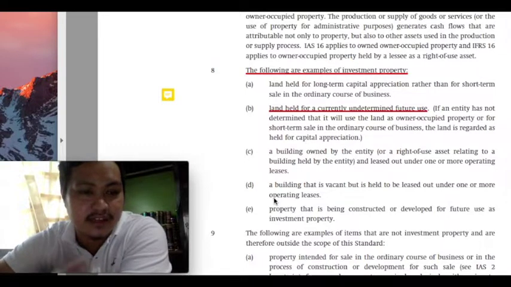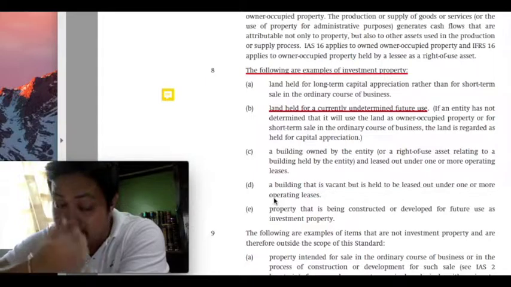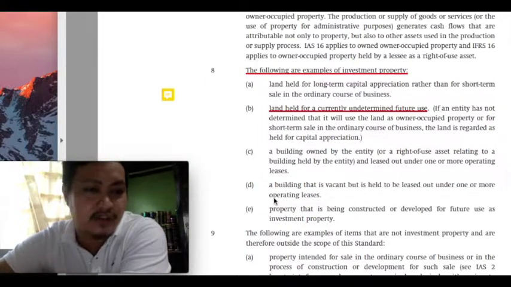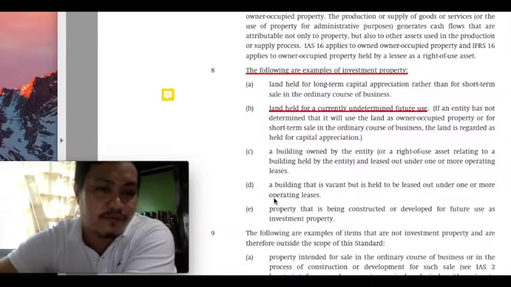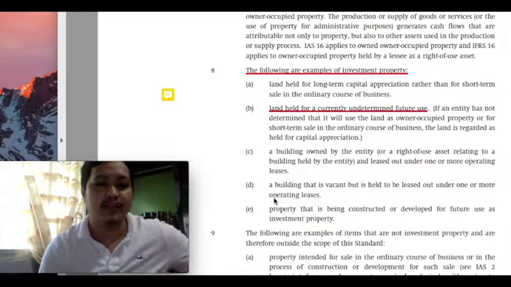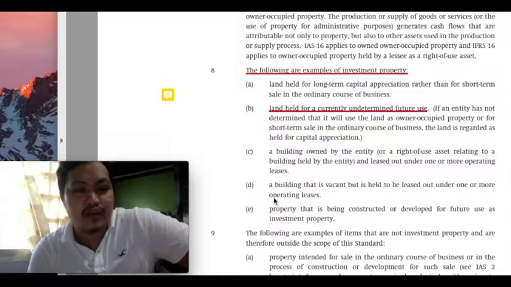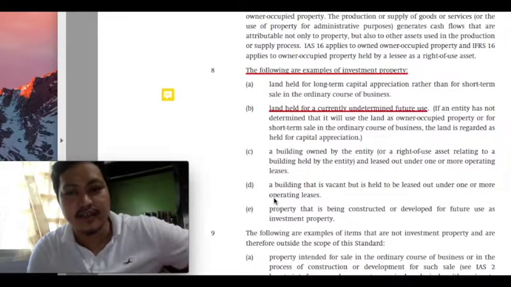If you have an asset that you are leasing out under a finance lease, you are not really just leasing out your property, you are actually selling it already. And since you are already selling it, then the purpose for which you are holding the asset is no longer for earning rental or capital appreciation. There will now be a separate treatment as to an asset that is being leased out under a finance lease.